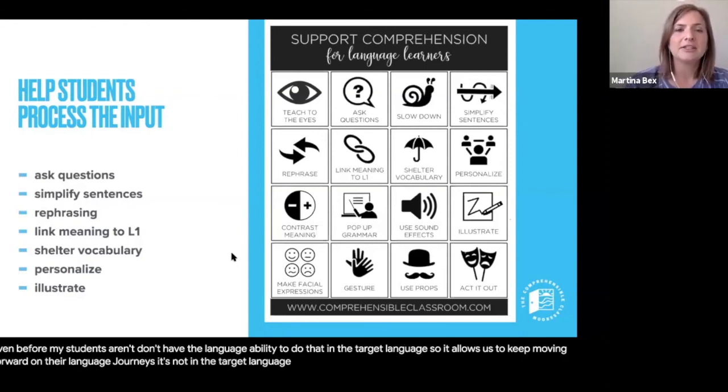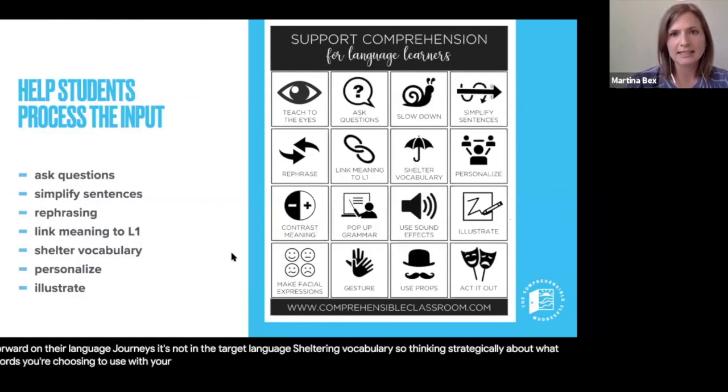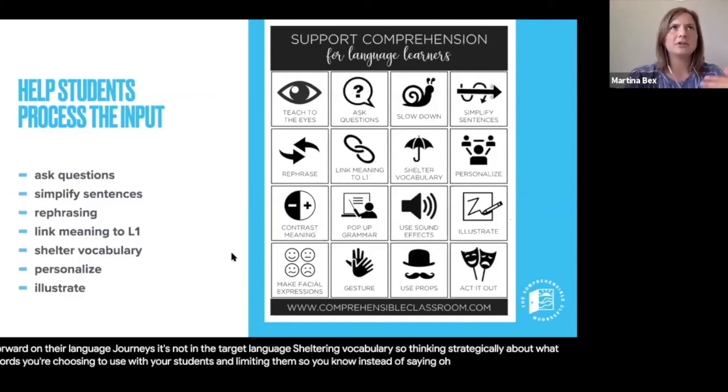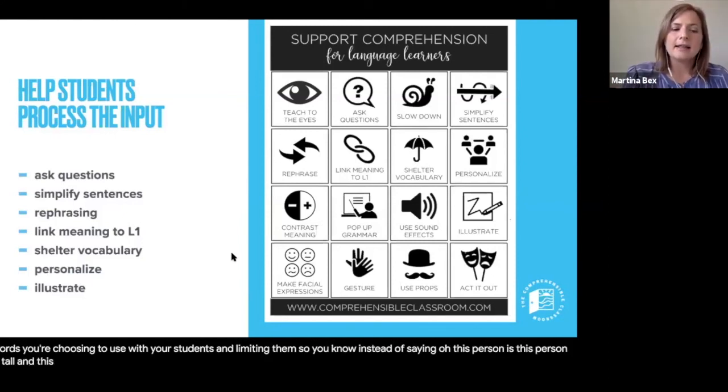Sheltering vocabulary, so thinking strategically about what words you're choosing to use with your students and limiting them. So, you know, instead of saying, oh, this person is tall and this person is short, well, maybe you want to introduce two new words, or maybe you could say this person is tall, this person is not tall.